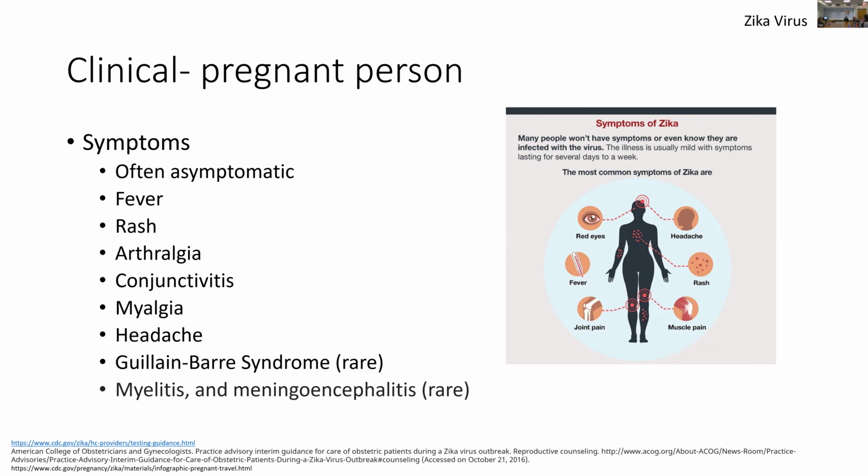So then shifting over to the clinical side with Zika. So first for the pregnant person, symptoms of Zika, oftentimes these individuals are completely asymptomatic. If they are symptomatic, the vast majority have mild flu-like symptoms, so fever, rash, arthralgias, conjunctivitis, malaise, headaches, so really non-specific symptoms. And then in rare cases, there can be Guillain-Barré syndrome, myelitis, or meningoencephalitis, but those are quite rare.